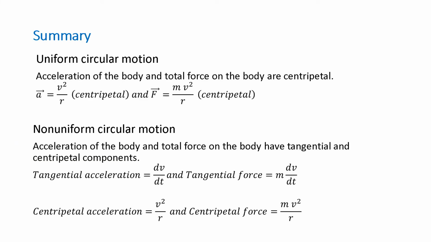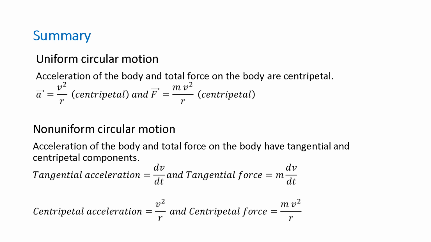Let us summarize. For a body moving in a uniform circular motion, the acceleration of the body and total force on the body are centripetal, which means towards the center. Acceleration equals v square by r, where v is speed and r is radius, and force equals mv square by r. m is mass, v is speed, and r is radius.